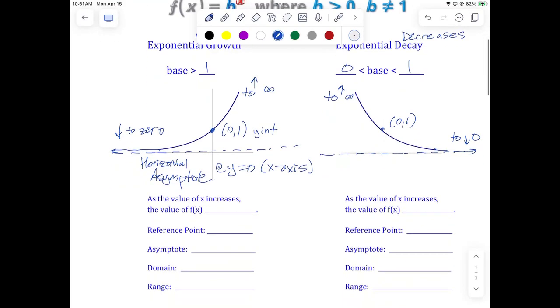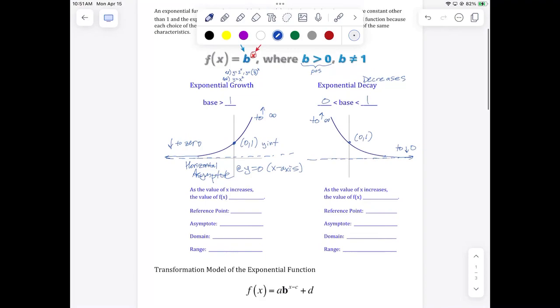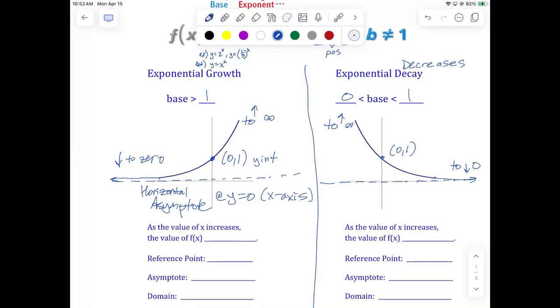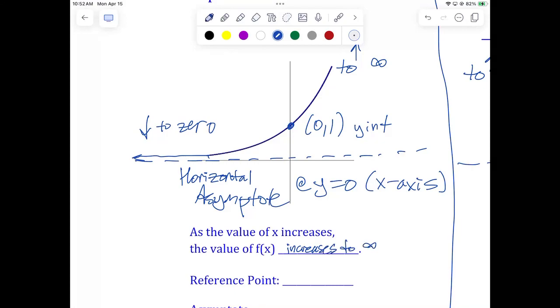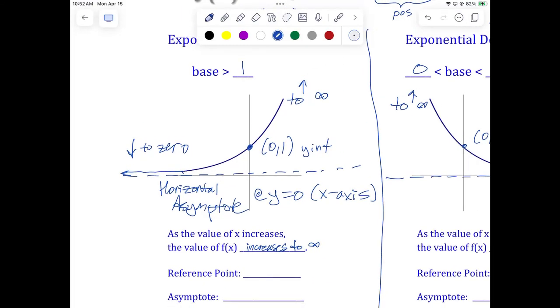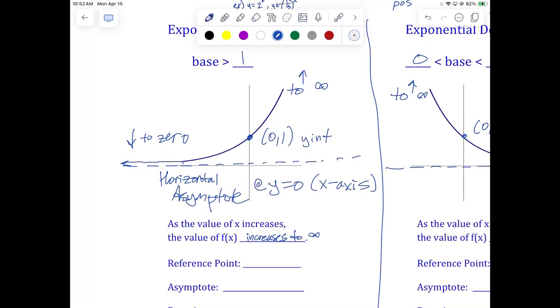All right, let's look at these features now from the exponential growth and decay. Let's jump back to the left column. As the value of x increases, the value of f of x goes what for growth? As the value of x increases, the value of f of x also increases, right? It increases to infinity. See that? It increases to infinity. What's the reference point? It's the point (0, 1), which is the y-intercept. What's the asymptote? It's y equals 0, which is also known as the x-axis.